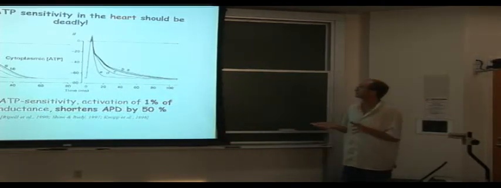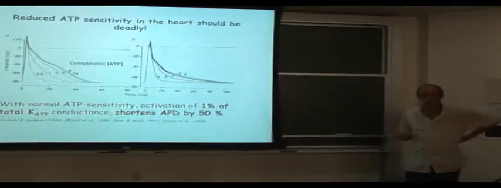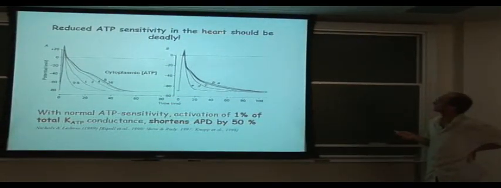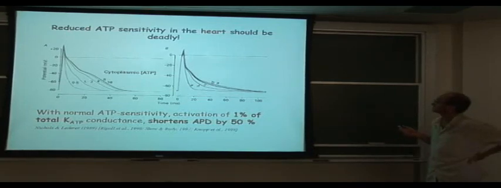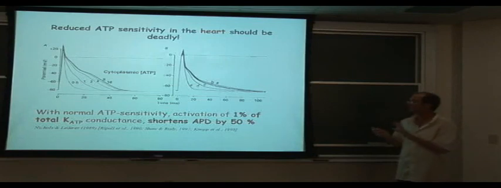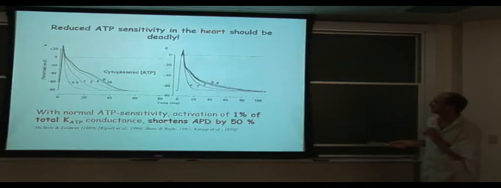Now we come to the tragic thing. As Yoram said at the beginning, and this is the paper he was referring to, reduced ATP sensitivity in the heart. Oh, sorry, that's not what he said. What he said was that activation of 1% of the KATP channels, of the total KATP conductance available, can shorten the action potential duration by 50%.